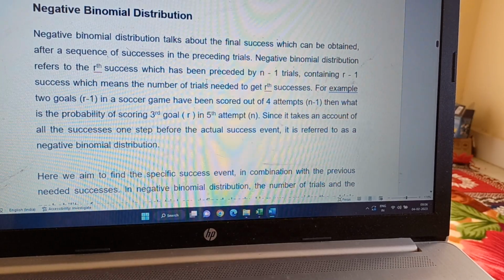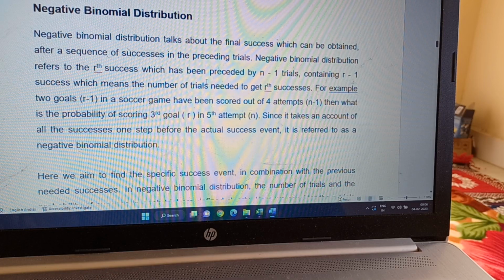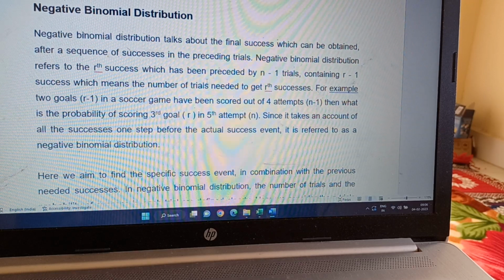So here also it is the same thing as binomial, meaning the number of trials is n, which is fixed, and the success is r. But it is asking whether the third will be the success out of 5, or the fourth will be a success. So let me explain it with an example.